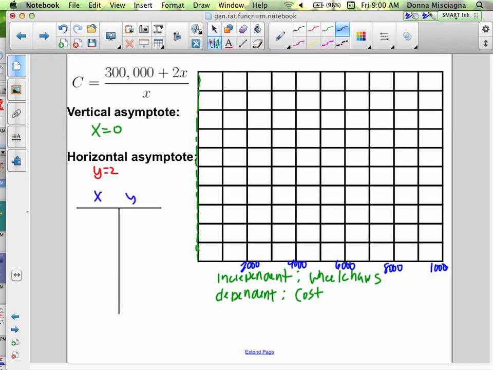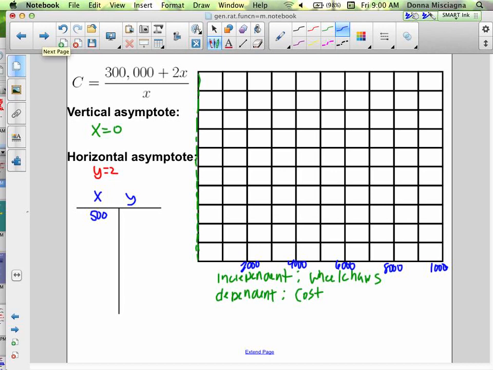All right, so let's find some values here for our graph. We can't plug in 0. Let's plug in numbers that make sense for our graph. So this one would be 1,000. Maybe we can make 500. It's kind of a small number. All right, so if we make 500 wheelchairs.